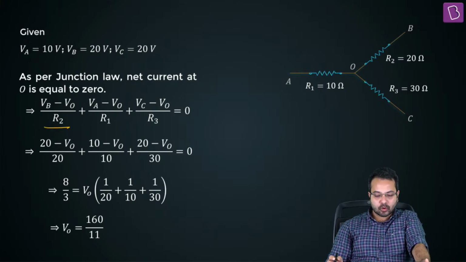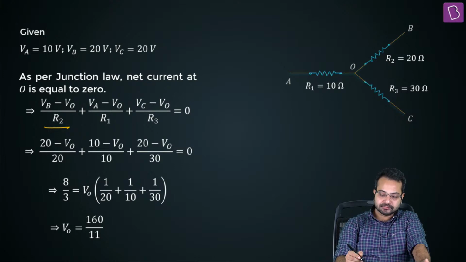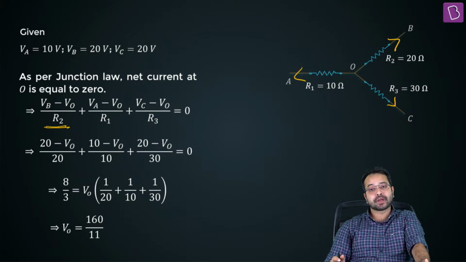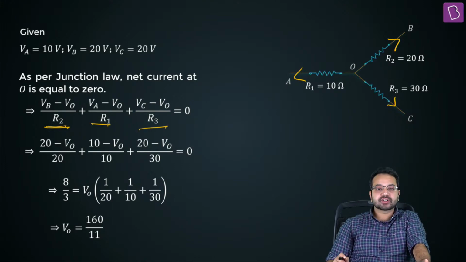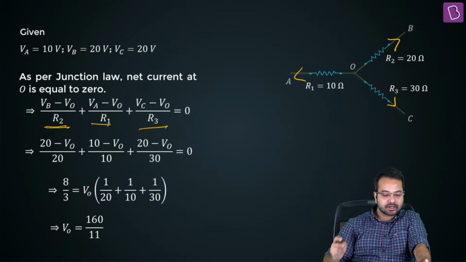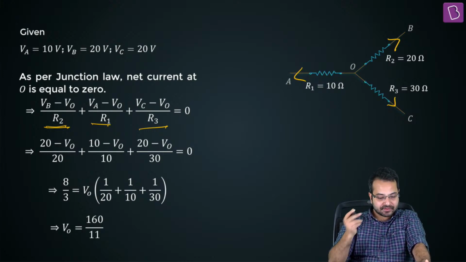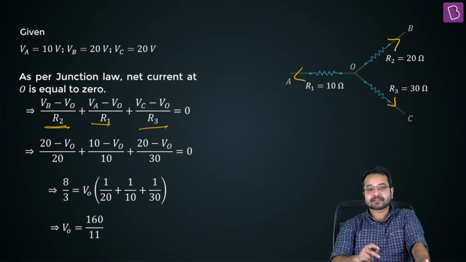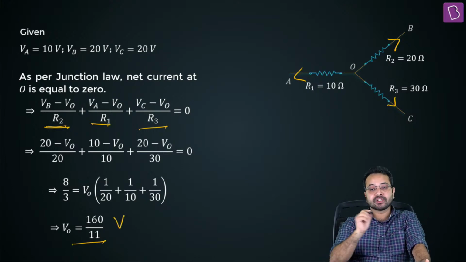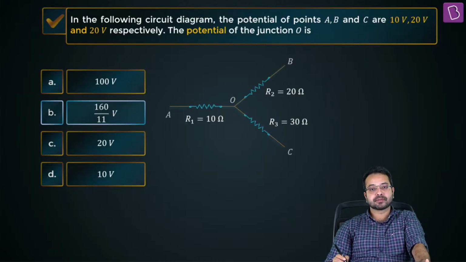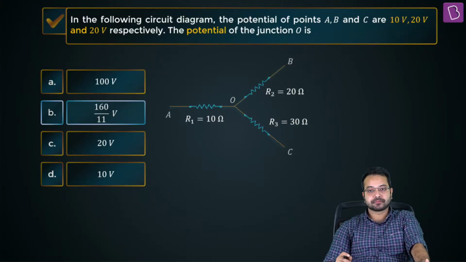So what are we writing here? VB minus VO. We are calculating the current coming out. VB minus VO is the potential difference divided by the resistance, which is the current going out. I have written it for all the three branches, and all I have done is substitute the values of the voltages and the values of the resistors. If I do the calculation, I get VO equal to 160 upon 11 volt. So that should be the answer, and option B should be the correct option.